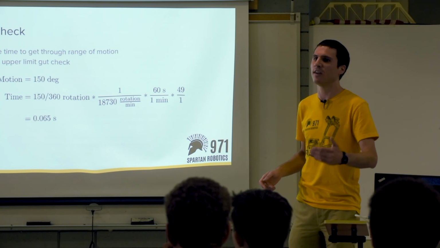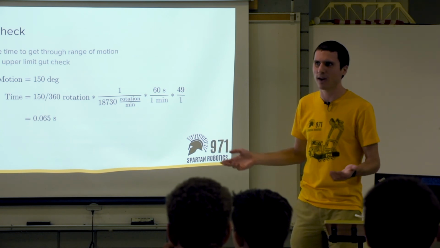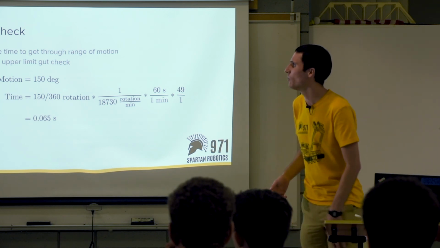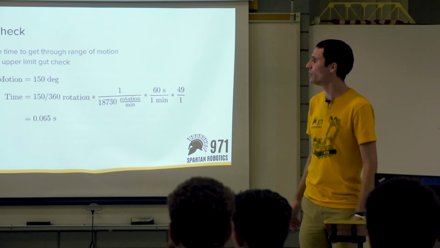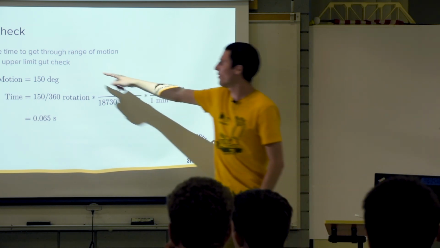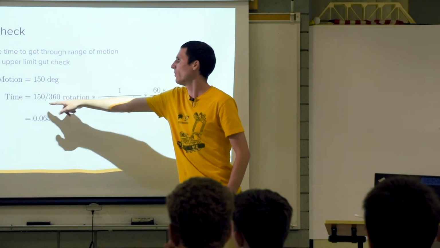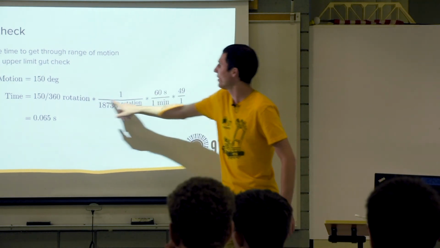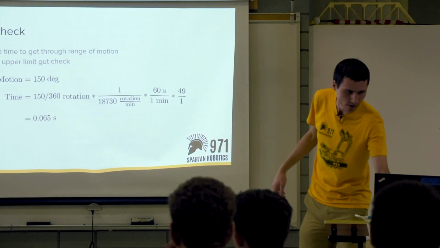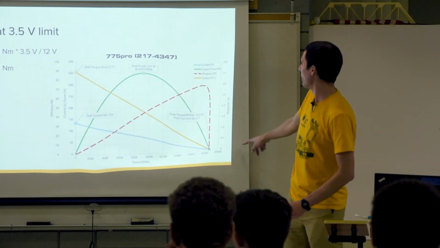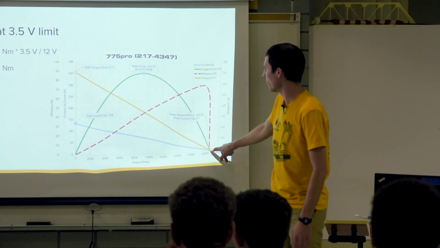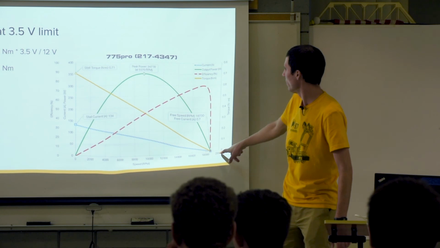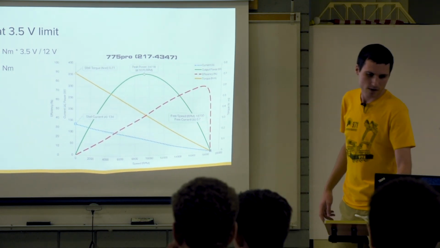That's the fastest that you could ever do it, under ideal, or I guess unfeasible, conditions. So we'll just use that as kind of a gauge. So take 150 degrees. So that's 150 over 360 rotations. And then this number here is the free speed of the motor. So if you look at this chart here, this tells you what speed the motor goes at under zero torque. That's down here. That's the free speed there.